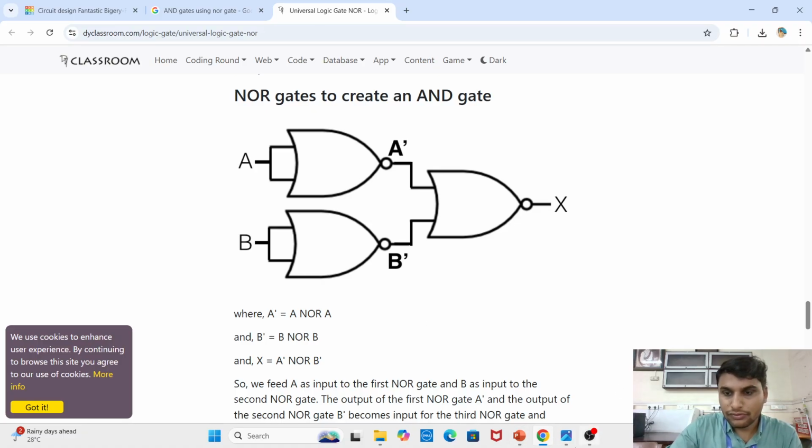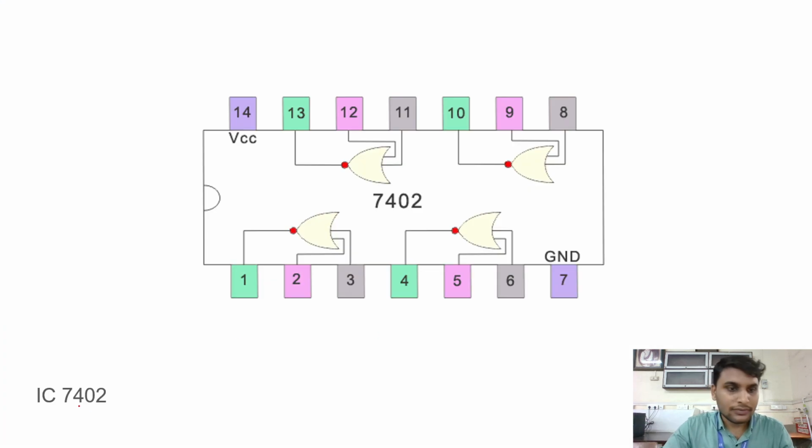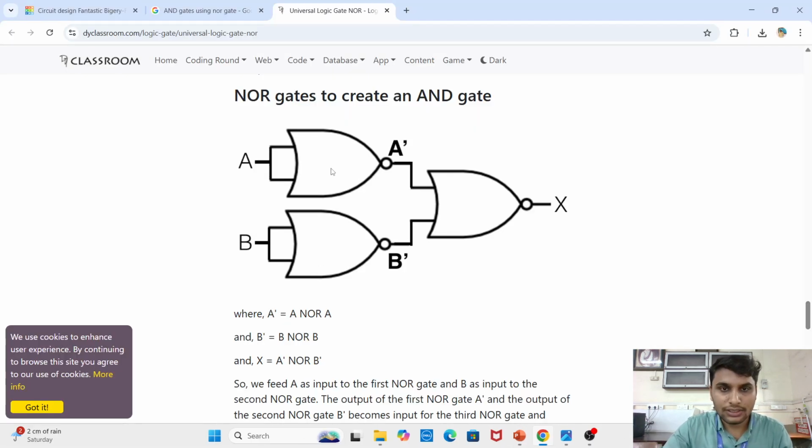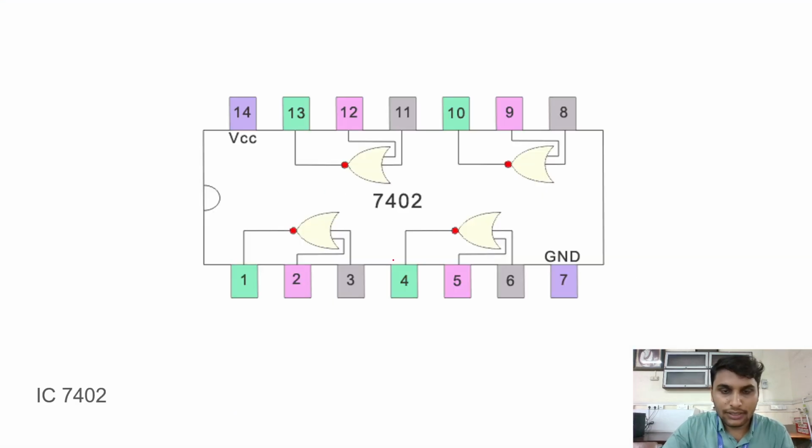So let me show how we do these practicals. I have already taught you that this is your gate number one and gate number two. First off, you have to create gate number one as a NOT gate, right? So that is your gate number one, gate number two, and that is your gate number three. Gate number one has two inputs, right?